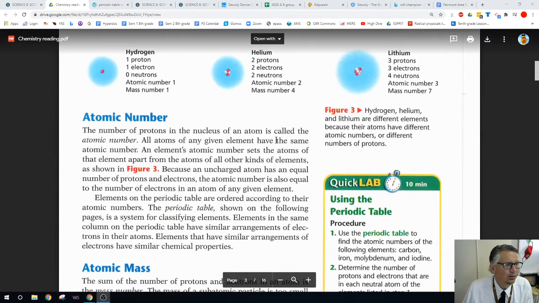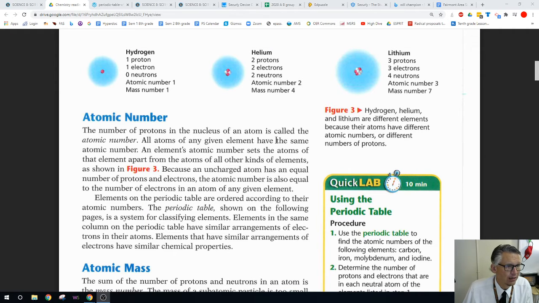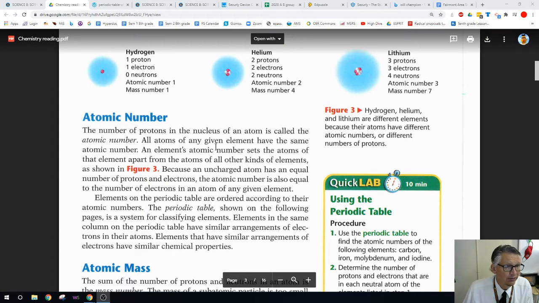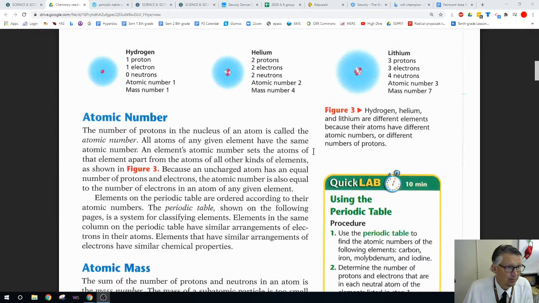The atomic number. The number of protons in the nucleus of an atom is called the atomic number. All atoms of any given element have the same atomic number. An element's atomic number sets the atoms of the element apart from atoms of all other kinds of elements, as shown in figure 3.